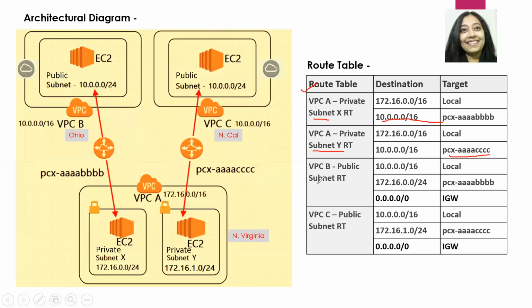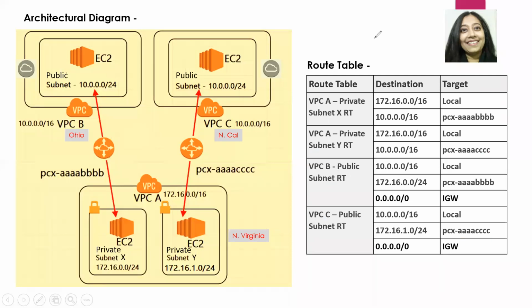Again, we need to go ahead and modify our public subnet route for VPC B and add the peering connection between VPC A and B right here. And we need to modify our route table for VPC C public subnet and add the peering connection between VPC A and VPC C. So let's go ahead and modify our route tables.